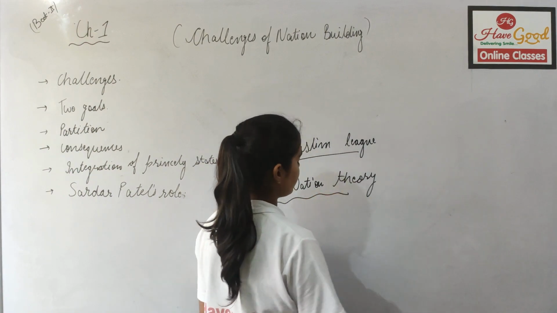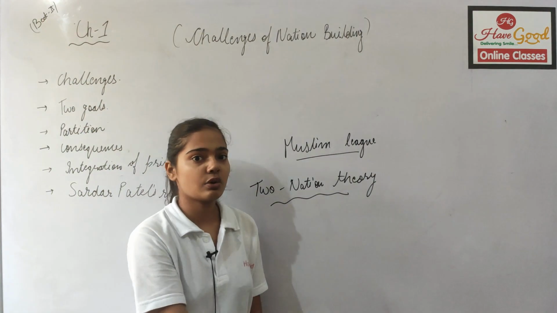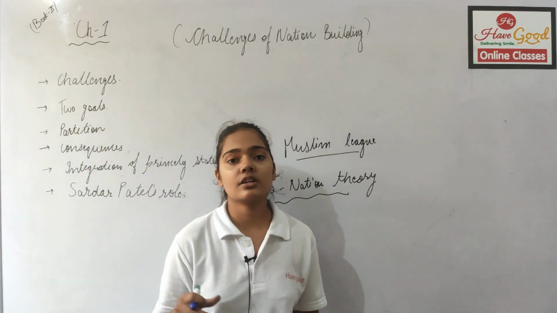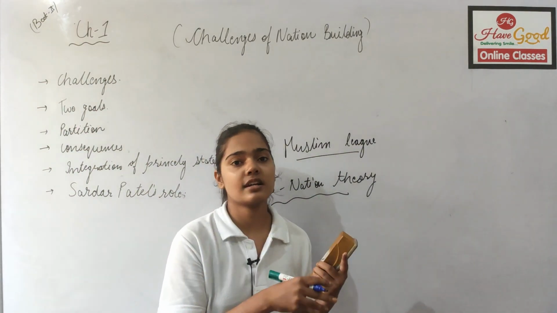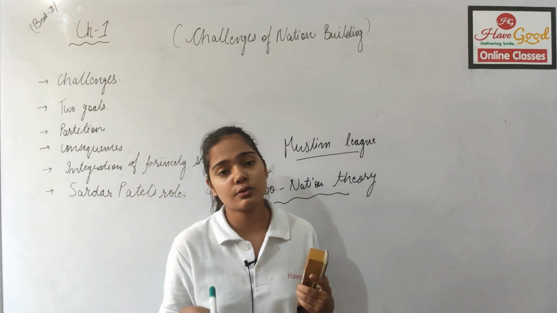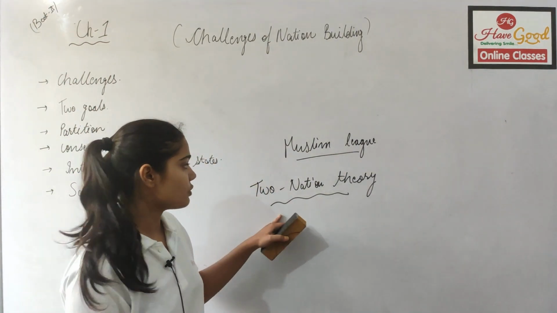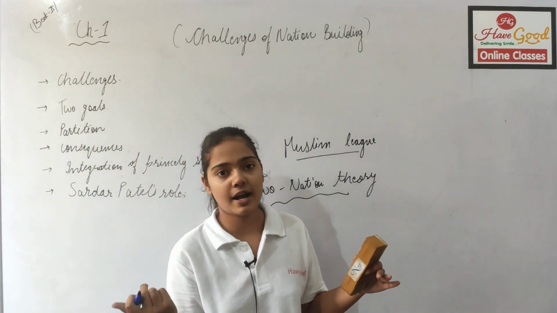This is a famous theory given by Muhammad Ali Jinnah. He states that India comprises two nations. India did not have one nation, it comprises two nations. The first is for Hindus and the second is for Muslims, that is India for Hindus and Pakistan for Muslim people. And according to the two nation theory, our country was disintegrated into two parts, that is India and Pakistan.